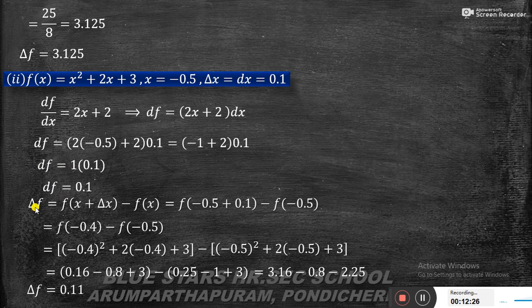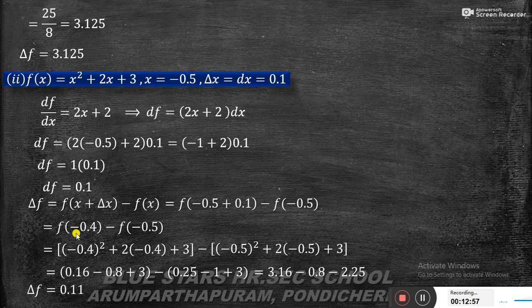Next I will calculate del f. The del f formula is this one. That means del f equal to f of x plus del x minus f of x. This is the formula for del f. Now I substitute the x value, minus 0.5, plus del x value 0.1, minus f of x value, f of minus 0.5. Therefore I add that: minus 0.5 plus 0.1 is minus 0.4, so f of minus 0.4, next minus f of minus 0.5.